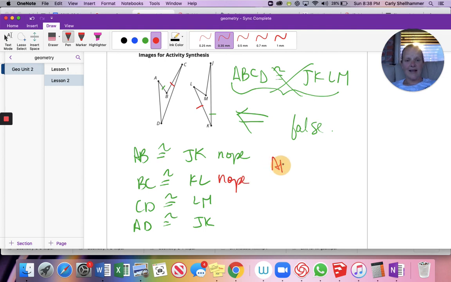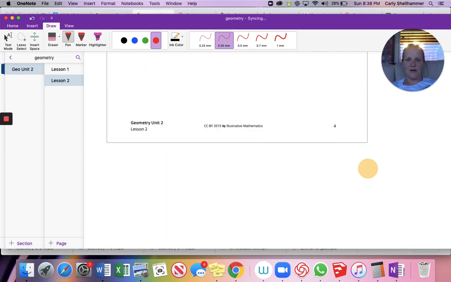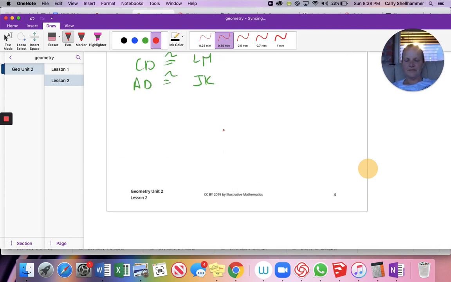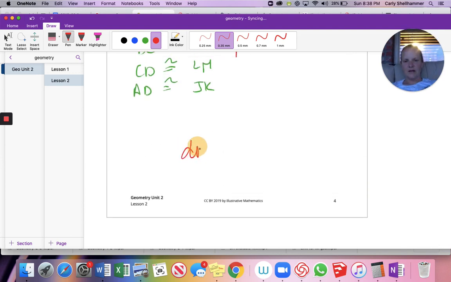I can say that ABCD is congruent to LMJK. Okay, that's true because they're in the correct order. If I look at it, ABCD, LMJK. All right, that's the correct order. Cool. All done for lesson 2. Good job.